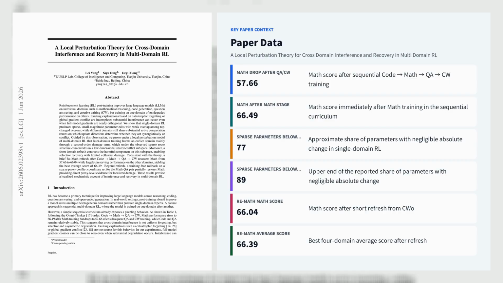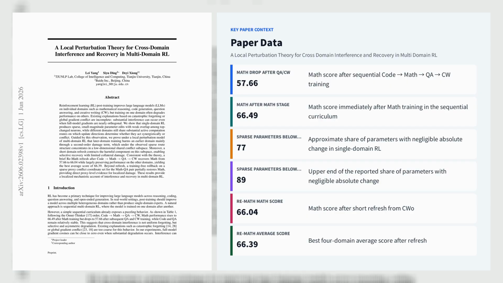Let's explore the first paper, a local perturbation theory for cross-domain interference and recovery in multi-domain RL. This paper from Tianjin University and Baidu Incorporated argues that cross-domain interference in multi-domain RL for LLM post-training is a localized route-level phenomenon rather than a global gradient conflict problem.